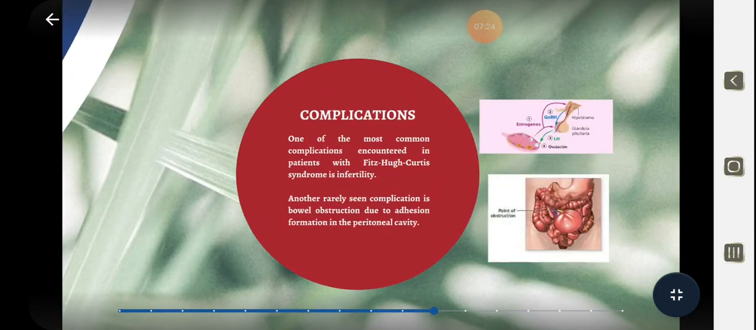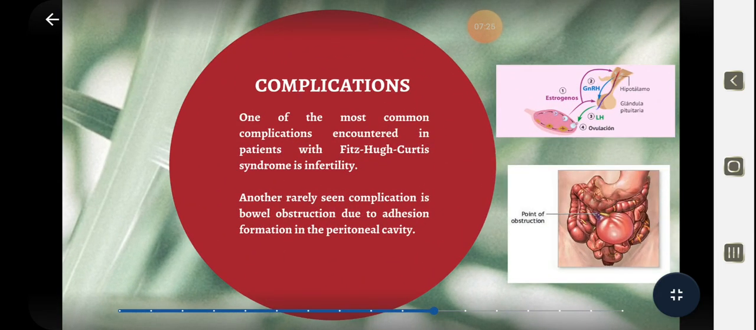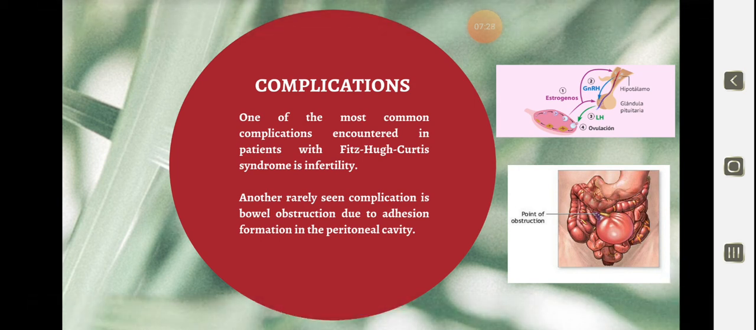Cons. Complications. One of the most common complications that occur in patients with Fitz-Hugh-Curtis Syndrome is infertility. Another rarely seen complication is bowel obstruction, due to adhesion formation in the peritoneal cavity.